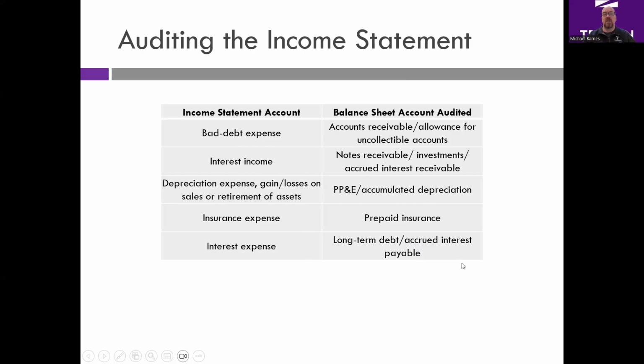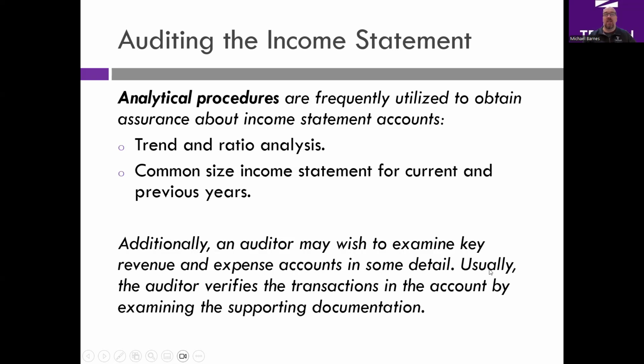Now, this does lead to some interesting discussion. What if we have very big concerns about the income statement accounts directly? Most of the time that will be answered using analytical procedures, which are frequently used to obtain assurance about the income statement accounts, using trend and ratio analysis, and sometimes common size income statements for current period years, looking at trends. We can also look at key revenue and expense accounts in some detail, but we usually verify the transactions by verifying the supporting documentation, and more importantly, looking at their corresponding effect on the balance sheet.